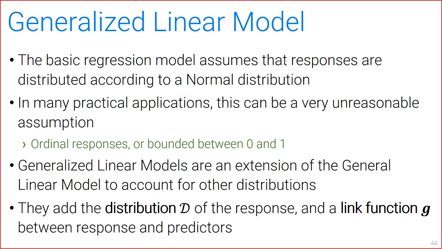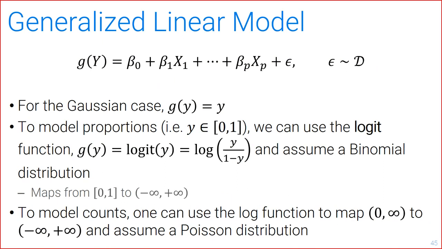There's something called generalized linear models that are an extension of the general linear model that we saw. And what they allow us is to account for other distributions. So not just the normal Gaussian distribution, but some other things. And they're actually built with two components. The first one is we add a distribution D for the response. And we add a link function G between the response and the predictors. So let me show you a little bit of examples.